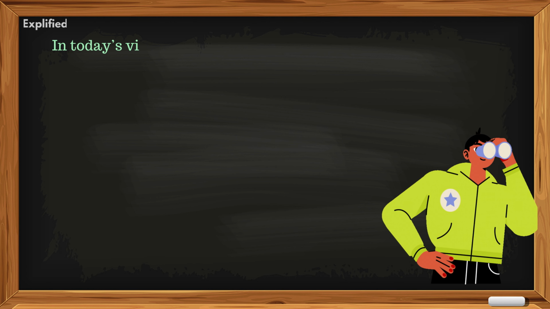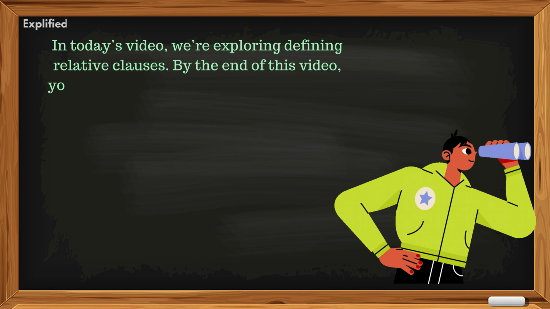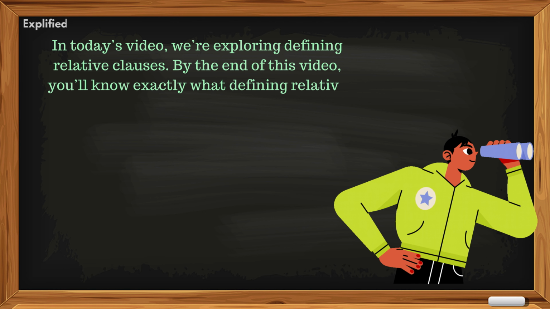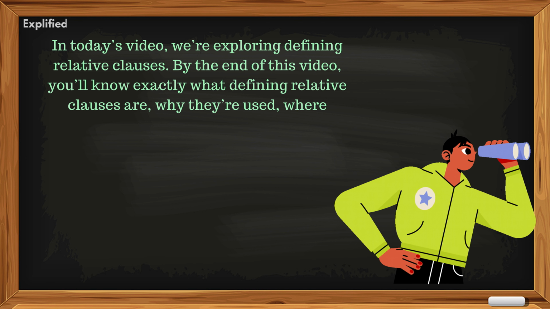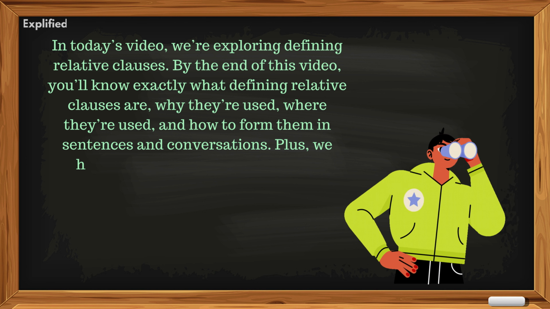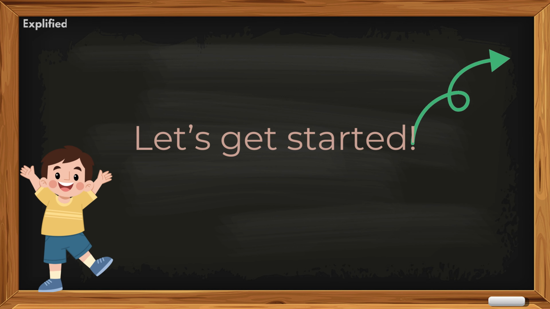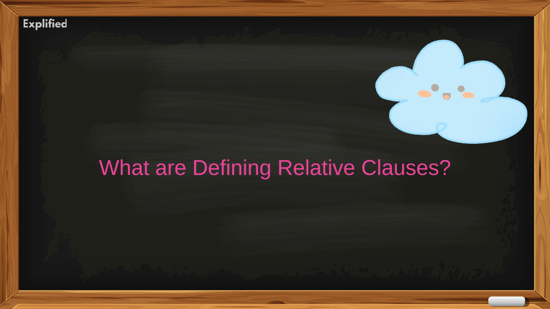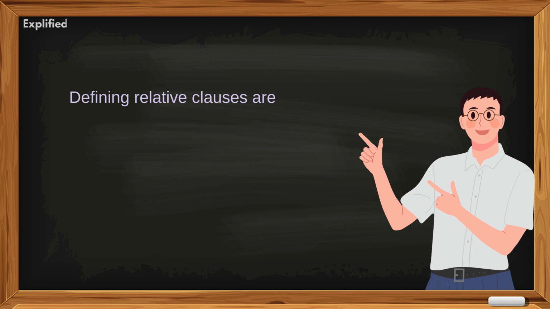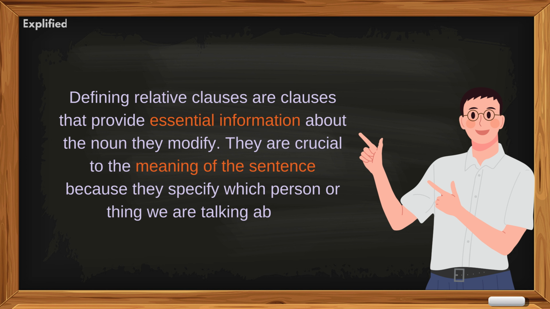In today's video, we're exploring defining relative clauses. By the end of this video, you'll know exactly what defining relative clauses are, why they're used, where they're used, and how to form them in sentences and conversations. Plus, we have some fun quizzes to test your knowledge. Let's get started. What are defining relative clauses? Defining relative clauses are clauses that provide essential information about the noun they modify. They are crucial to the meaning of the sentence because they specify which person or thing we are talking about.